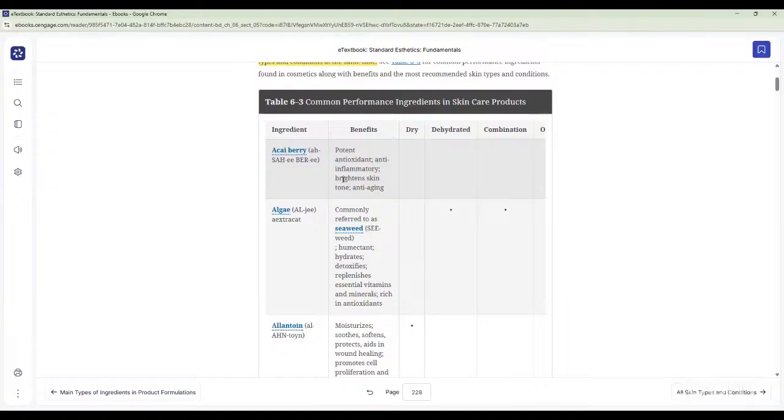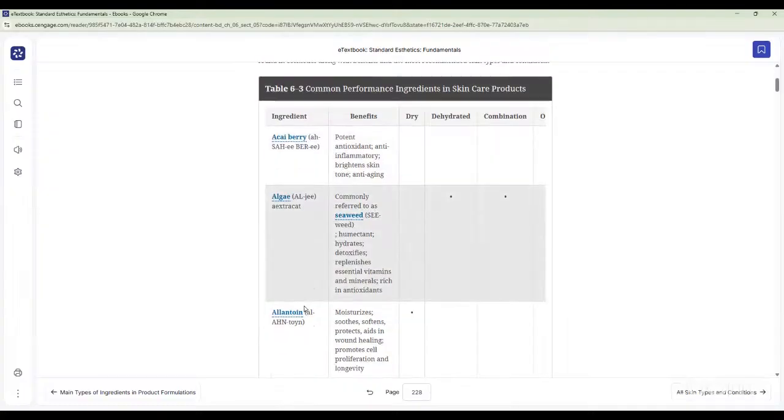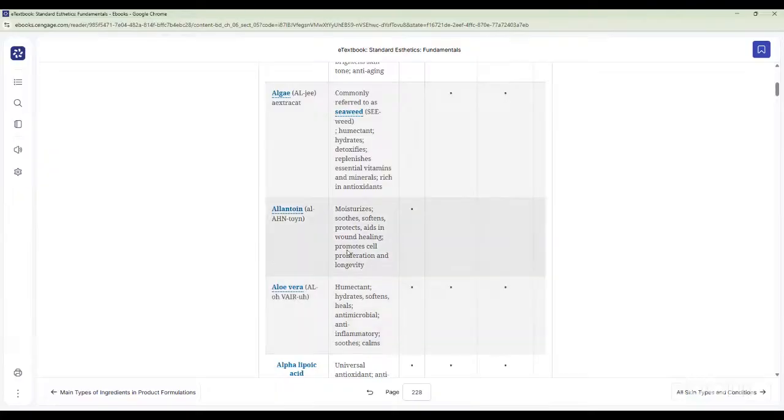Algae, referred to as seaweed. It's a humectant. Humectants hydrate. It detoxifies. It's going to remove those things that build up: oil, sweat, and dirt. It replenishes and refreshes, with essential vitamins and minerals, rich in antioxidants. So this is great for dehydrated skin and combination skin. I will also use this added to a mask for aging skin as well.